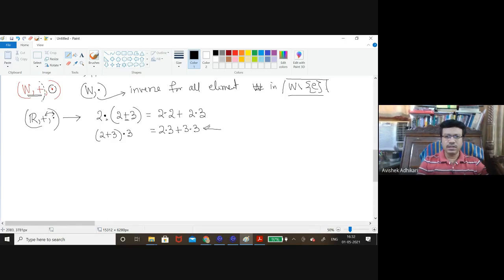So this is the distribution of dot over plus from the right. These two properties are called left and right distribution property.